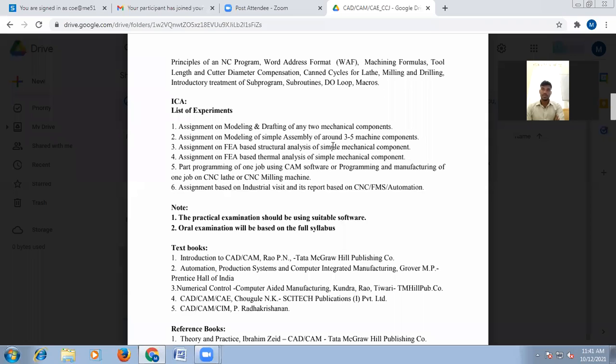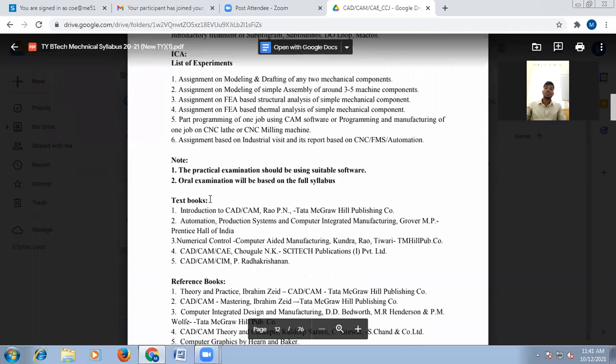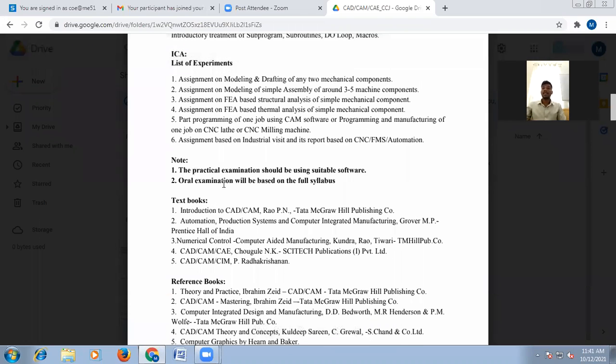Okay, so this is our ICA term work policy and the list of experiments for your CAD CAM subject. Then next, you can see one note here. The practical examination should be using a suitable software. I have already told you, for our subject we will take this practical oral on CATIA only. Second, the oral examination will be based on the full syllabus.